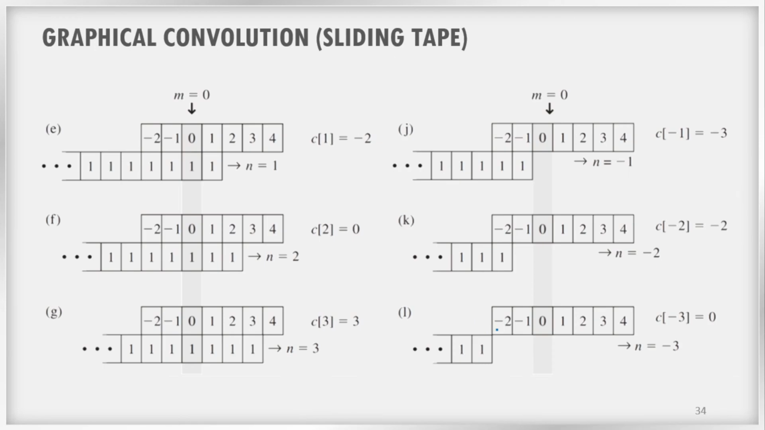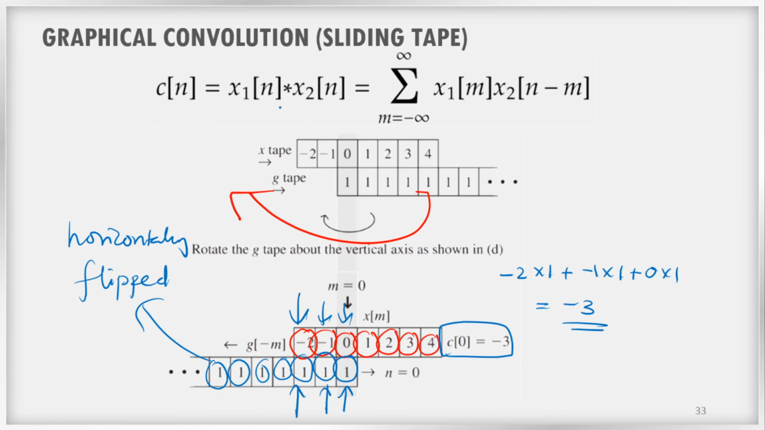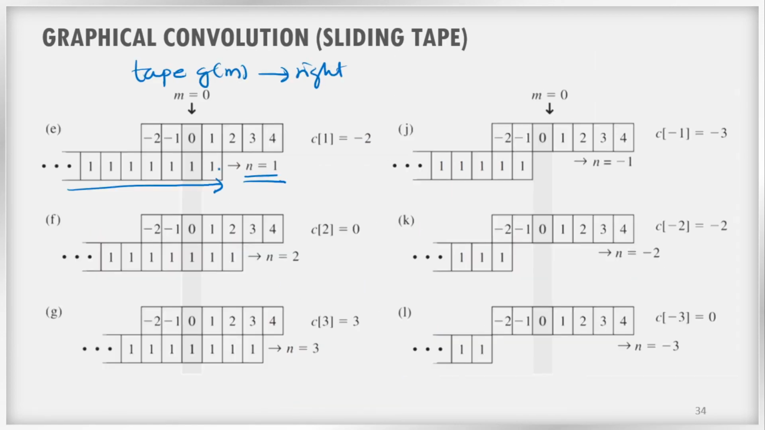In the next step, what I have to do? I have to move n is equal to 1. So I have to move the tape one position to the right, okay? Tape g of m to the right. How many position? One position right, right? So previously it was matching with the 0 index. Now it is shifted one position to the right, right?